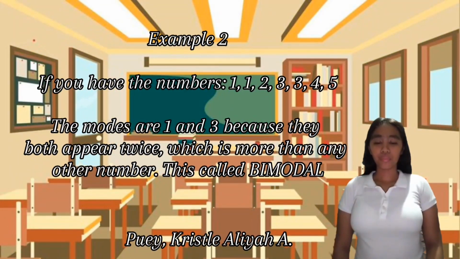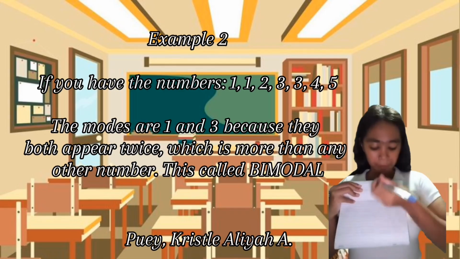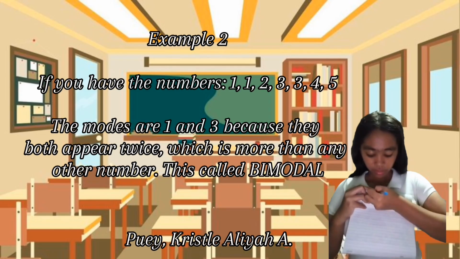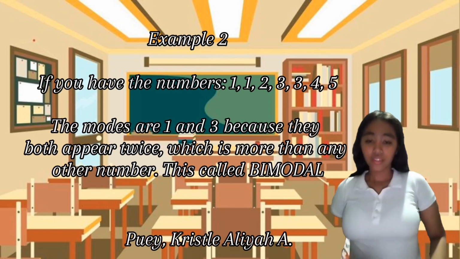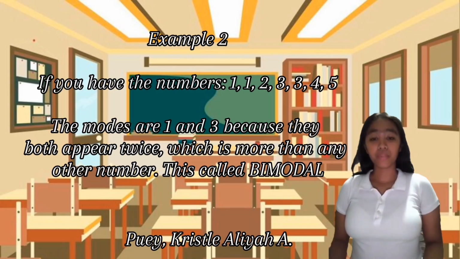Here's example number 2. If you have the numbers 1, 1, 2, 3, 3, 4, and 5, the modes are 1 and 3 because they both appear twice, which is more than any other number. This is called bimodal.